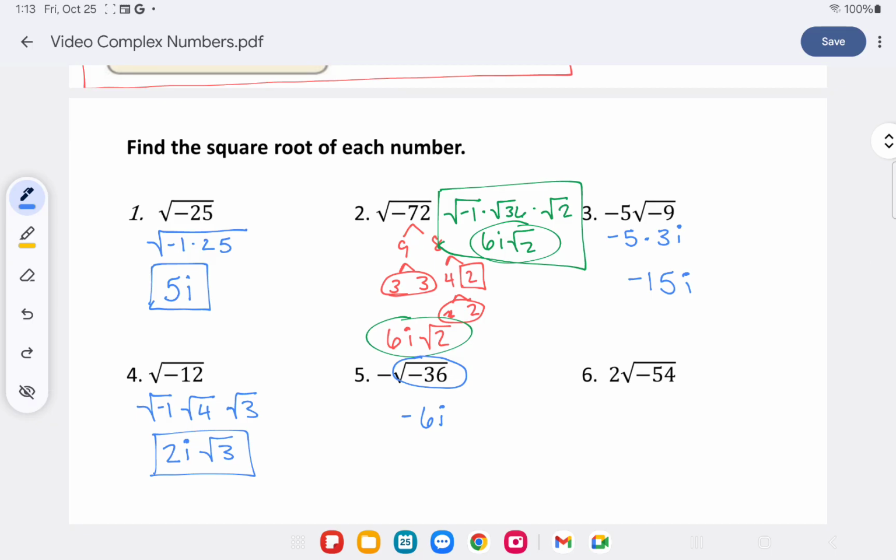And then lastly, 54 is 9 times 6. So I can pull out a 3. Here, I'll show you that step. We've got 2 on the outside. Got 9, 6, and negative 1. So 2 times i times 3 times the square root of 6, which doesn't come out nicely. So 6i root 6 would be our simplified answer here.